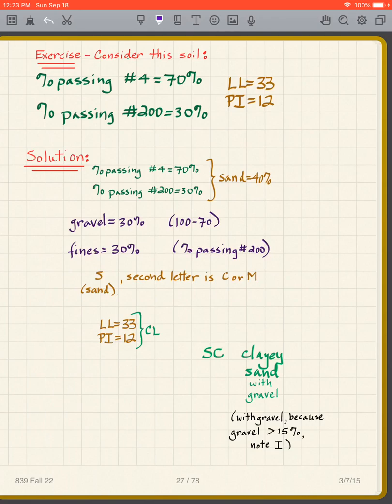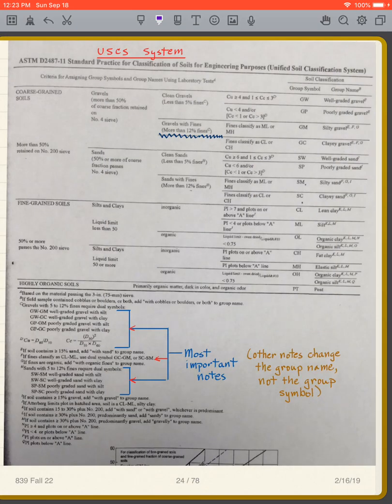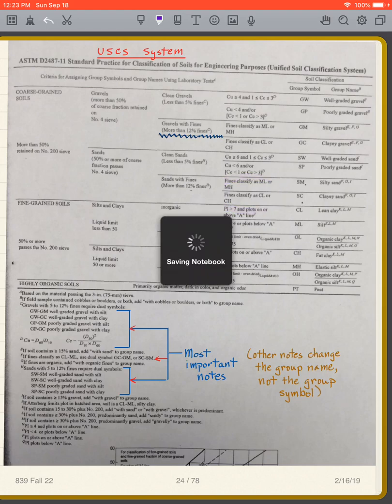Since I have more than 12% fines, I have a clay or silt. In other words, an SC or an SM, because I have more than 12% fines. One way to determine that is by looking at this chart. This is the easy one. So what do I see? I have a sand, so I'm here, and I have more than 12% fines, which means that I'm either going to have an SM or an SC. Now I just have to figure out, do I have silt or clay in my fines portion?